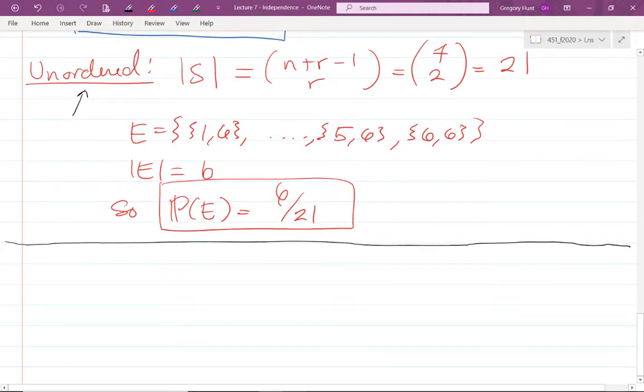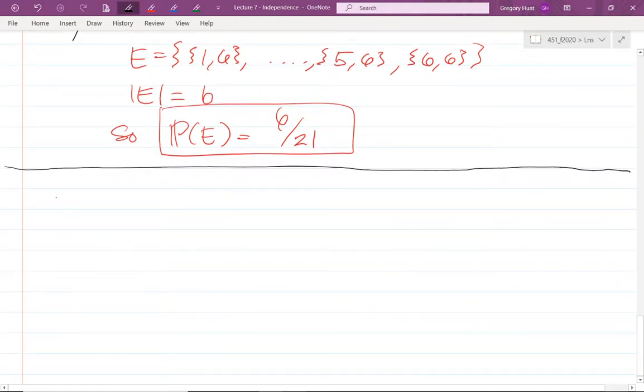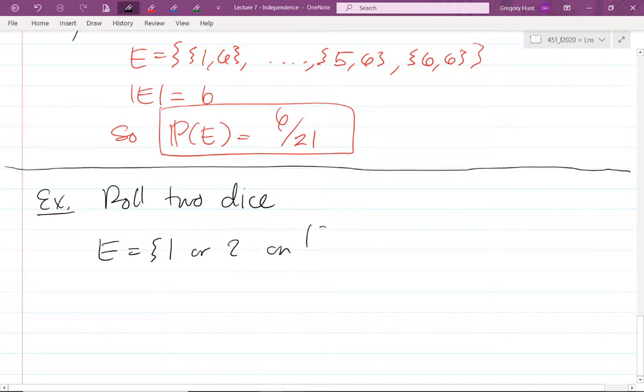So we can look at another, even simpler example to break down a little bit of what's going on here. So again, I could say roll 2 dice, and maybe E is I get a 1 or 2 on the first roll, and a 3, 4, or 5 on the second roll. Okay.